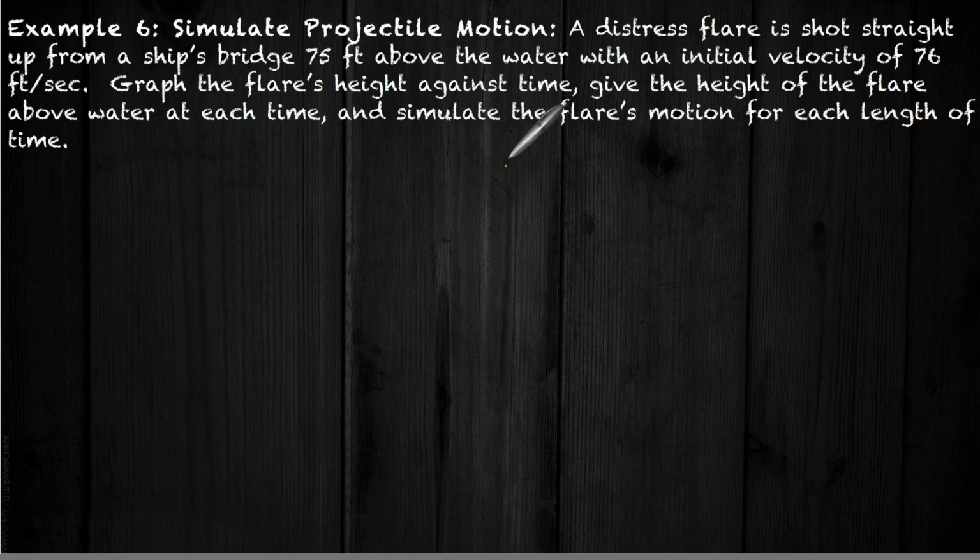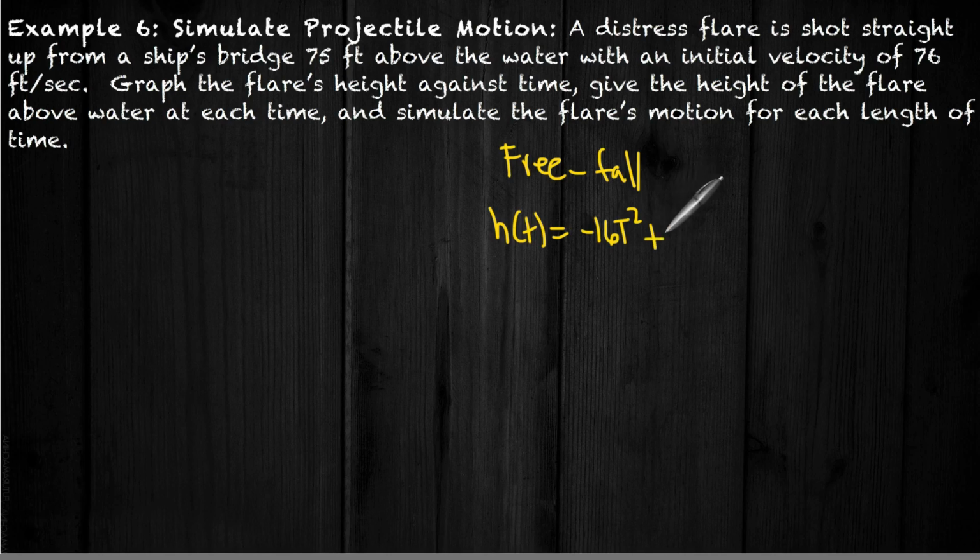So for this, we want to use that Freefall equation that we talked about at the beginning of this video. And so the height of the object is going to be negative 16t squared, which is going to be true every time because that's gravity. And then you have the initial velocity, which says that is 76, so 76t. And then we have the initial height, which they tell us is 75.